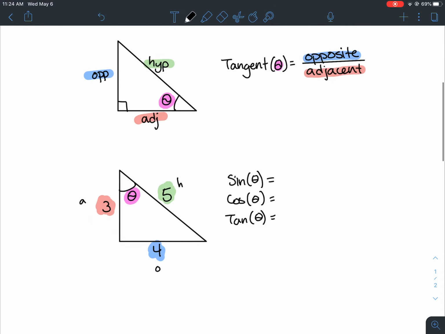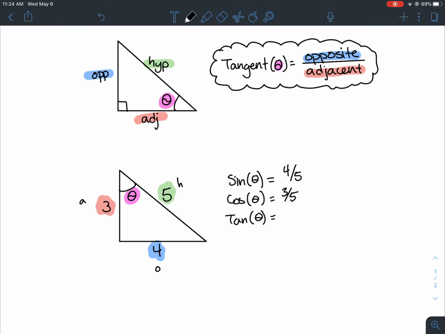So, as we said, sine is opposite over hypotenuse. So this one is just going to be 4 over 5. Cosine is adjacent over hypotenuse. So that one's going to be 3 over 5. And now tangent. And tangent up here that we just stated is my opposite over adjacent. So that one's going to be 4 over 3.